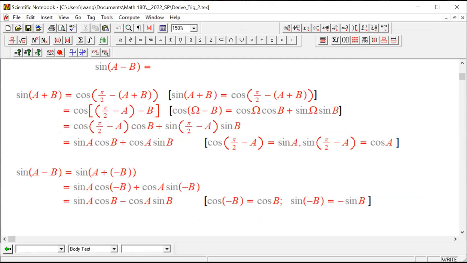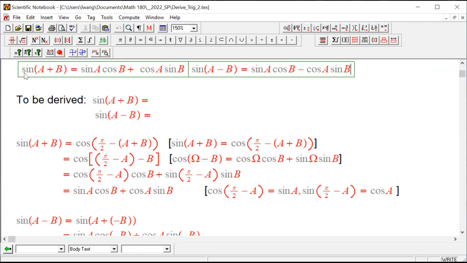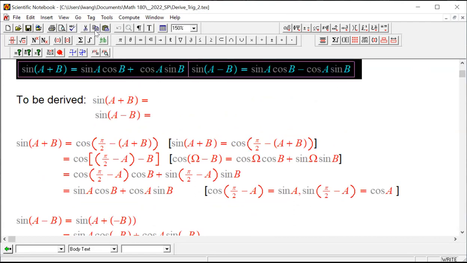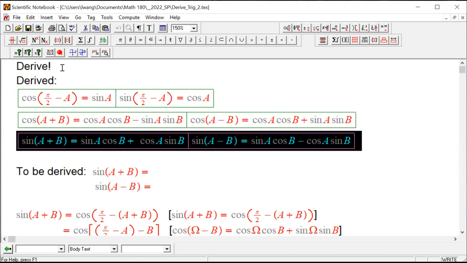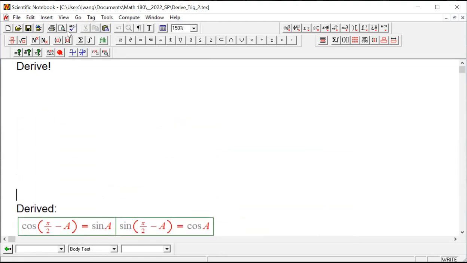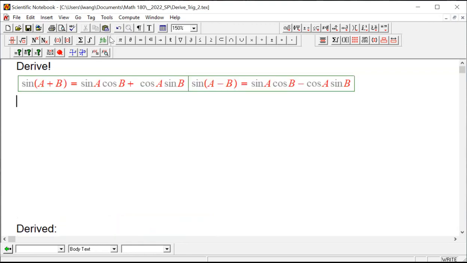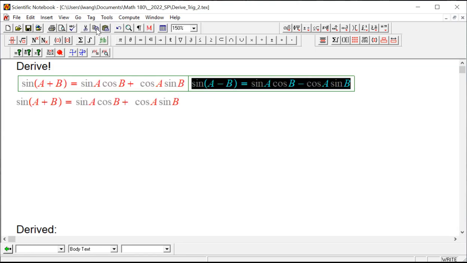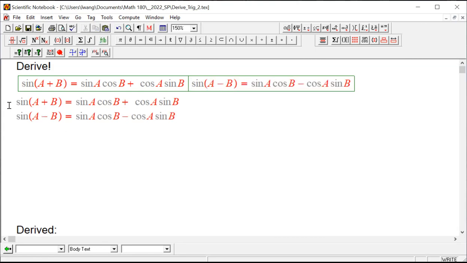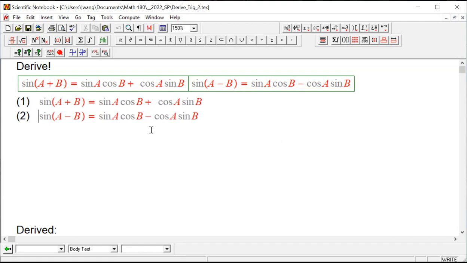Okay, so what we're going to do is take these two pieces and derive, adding and subtracting. We have sine of A plus B and sine of A minus B. We treat each as one expression, so identity number one and identity number two.